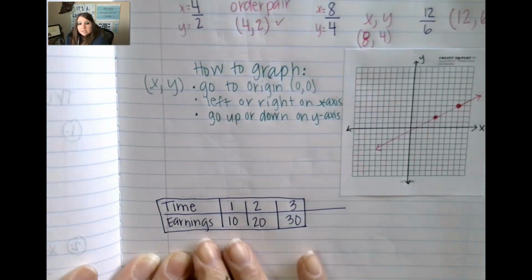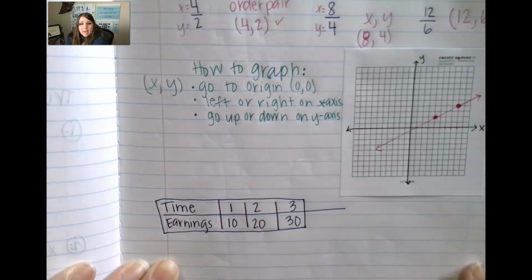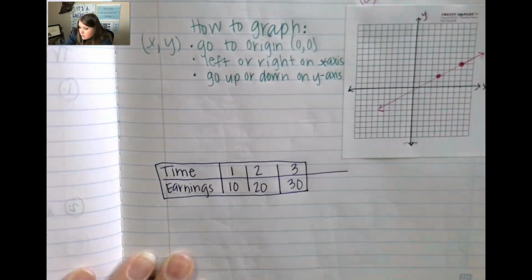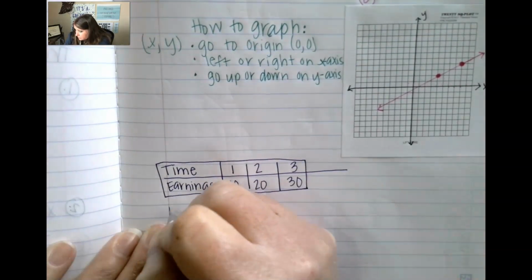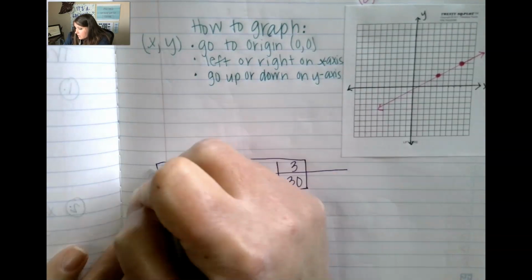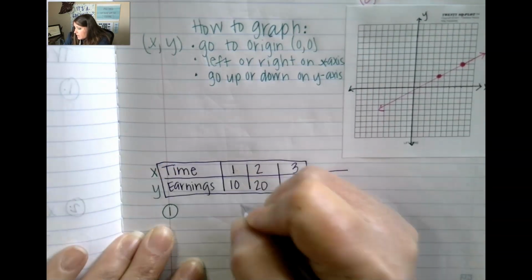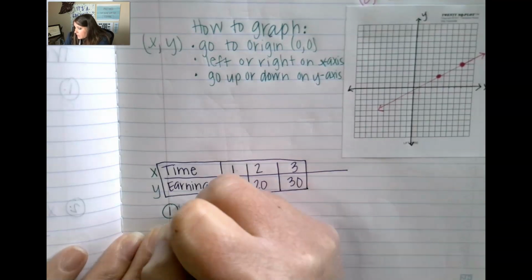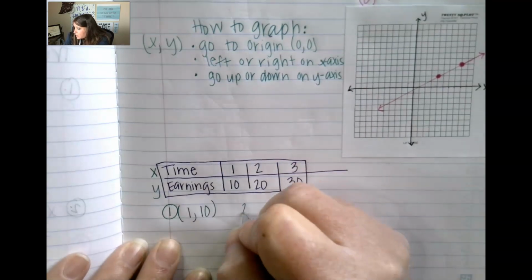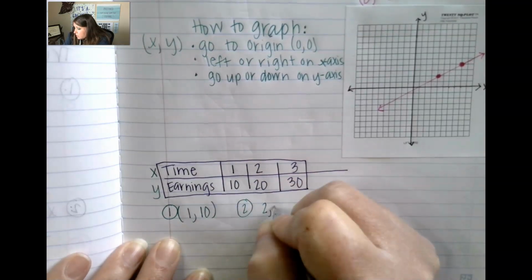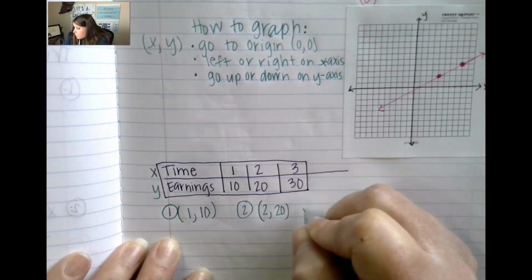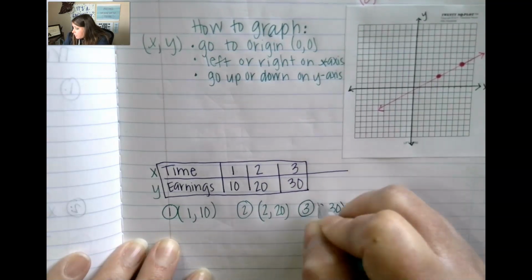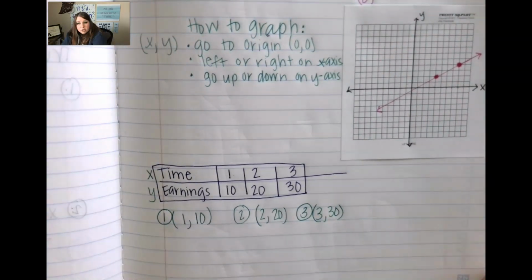Once we have this right here, we can go ahead and again make our ordered pairs. So our first ordered pair, or ordered pair number 1, is going to be the x value of 1 and the y value of 10. So 1, 10. Ordered pair number 2 is going to be 2, 20. And ordered pair number 3 is going to be 3, 30. Now we're ready to graph this.